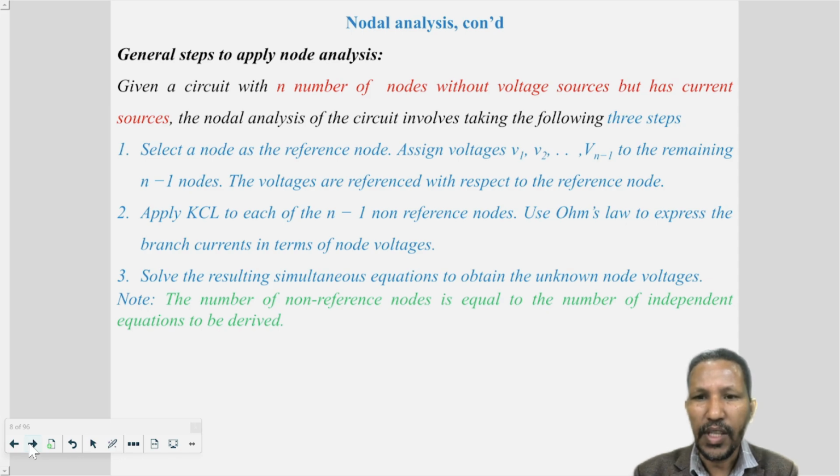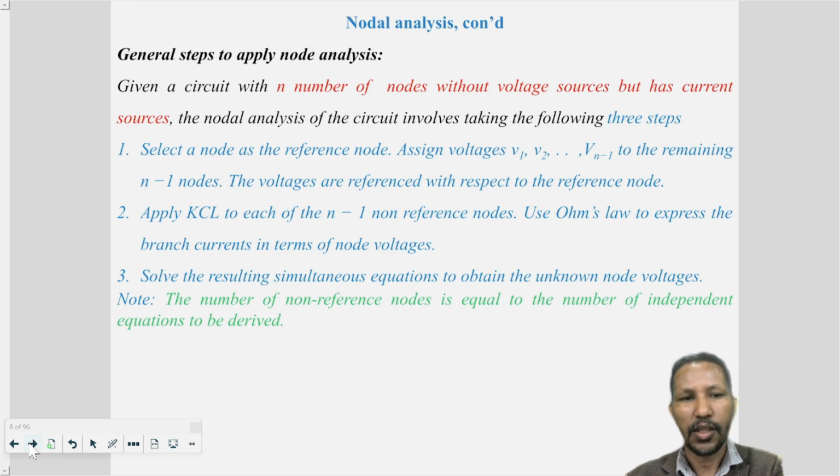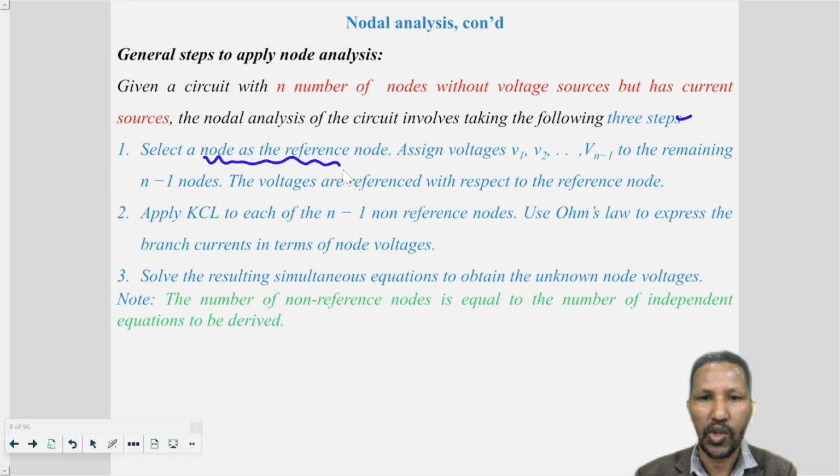So we have general steps to apply node analysis. We have a given circuit with any number of nodes, without a voltage source, but with a current source. So the node analysis of the circuit involves taking the following three steps. The first one is to select a node as a reference. So this is the basic point we need to consider when we are making a node analysis.